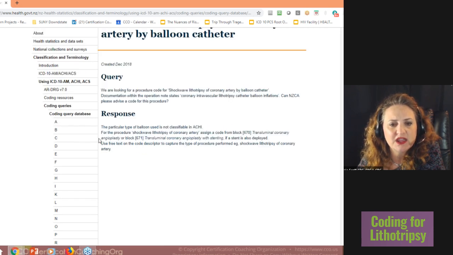And so then it tells us what they advise us to do, and they said the procedure for this is, which I'm not going to repeat, go look in the code block of 670. And I thought, that's not right, probably. And it says transluminal coronary angioplasty. And I was like, okay, but that's not a 670 code, I don't think. I guess I'm thinking, I'm not into CPT as much.